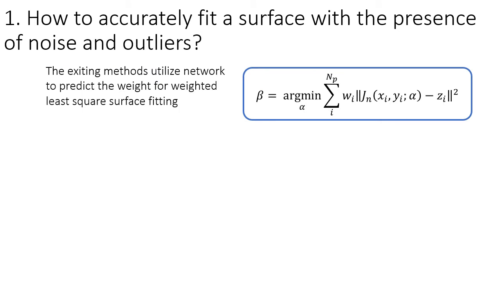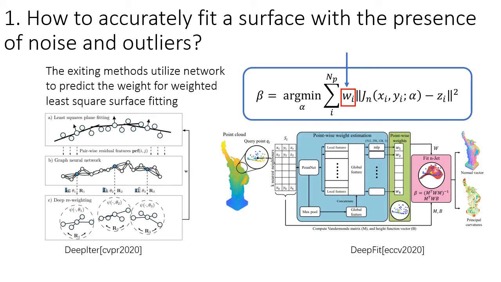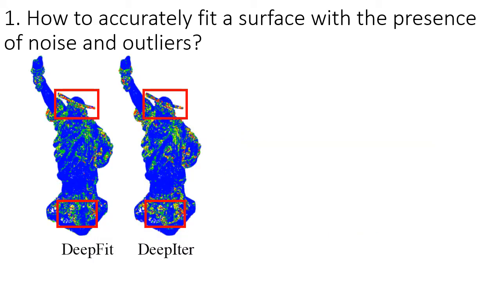To address the problem of noise and outliers, most existing methods use a weighted surface fitting which predicts point-wise weights to control the contribution of every point to the final surface. The focus of these works is to obtain more accurate point-wise weights that can reduce the effects of noisy points and outliers as much as possible. For example, DeepIDer and DeepFit utilize the network to predict point-wise weights and estimate the surface normal by a differentiable and weighted least square surface fitting. Though these methods achieve substantial improvements on normal estimation, the estimated normals are still not accurate in complex regions.